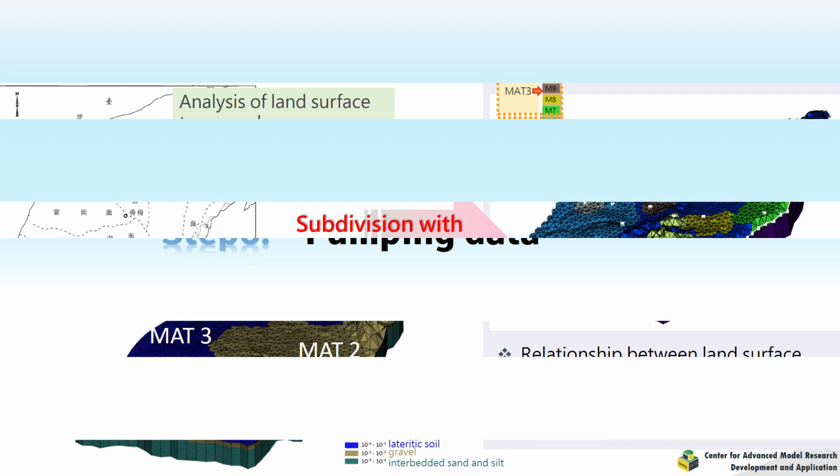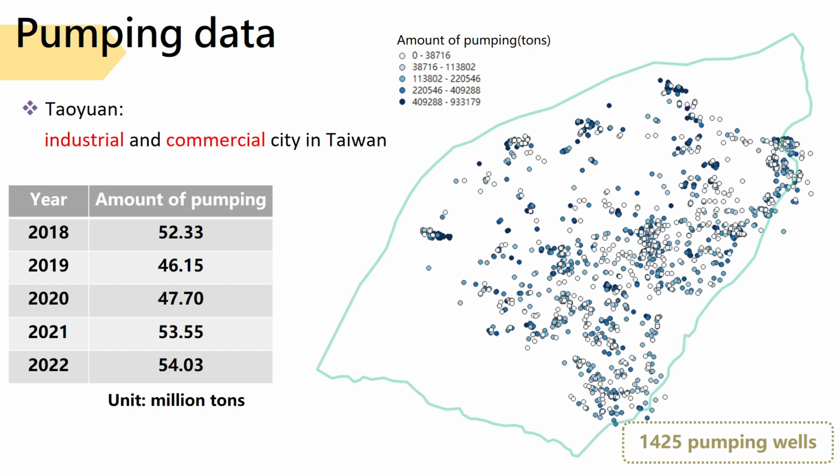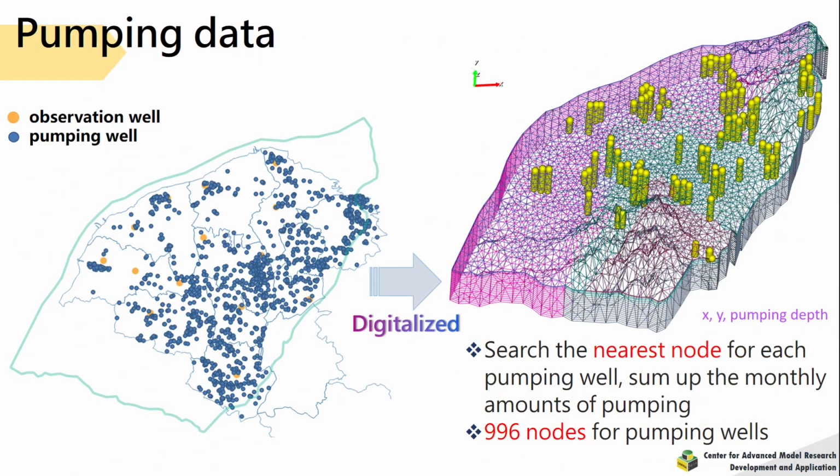The sixth step, pumping data. Taoyuan is a really big industrial and commercial city in Taiwan, so we use a huge amount of groundwater for those purposes. The figure shows where the pumping wells are located, and there are more than 1,400 wells in total. The annual amount of pumping falls in the range of 45 to 55 million tons. How we digitalize pumping data is based on the XY coordinate and pumping depth of any pumping well. With the tool in our platform, we found the nearest node in the system. And at this point, the monthly pumping amount will be given in the input file.